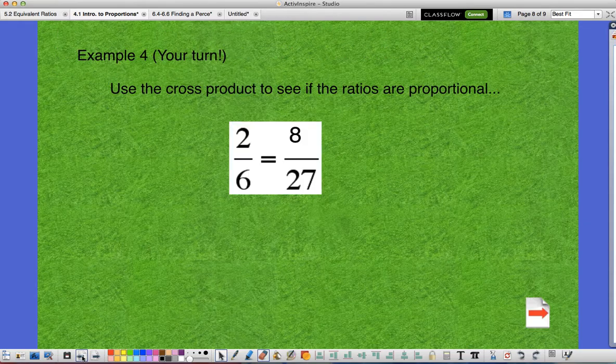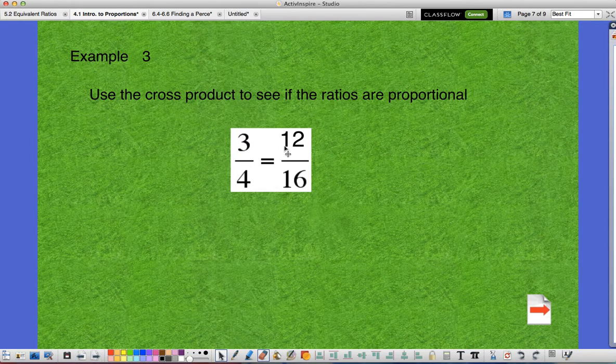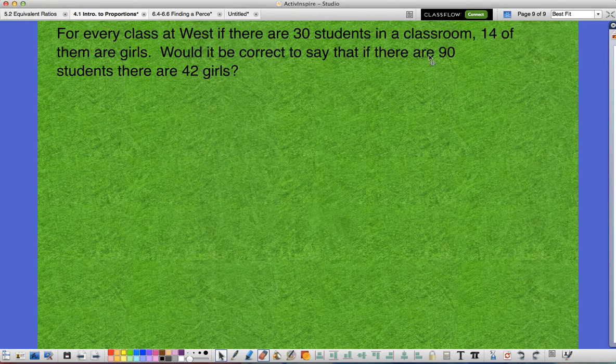And what I would like you to do is I would like to do this one with you, and then the last two you're going to try on your own. Now, the last one, you actually have to set up your own proportion and then see if it is proportional. You have to set up your own equation and see if it's proportional. So you have to make sure that what you put on top and what you put on bottom is the same. So, we're talking about 30 students in the classroom, and 14 of them are girls. So if there are 90 students, 42 of them are girls, and we're trying to see if that's correct.